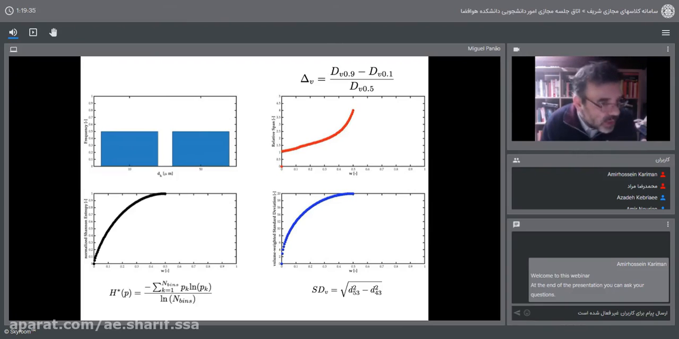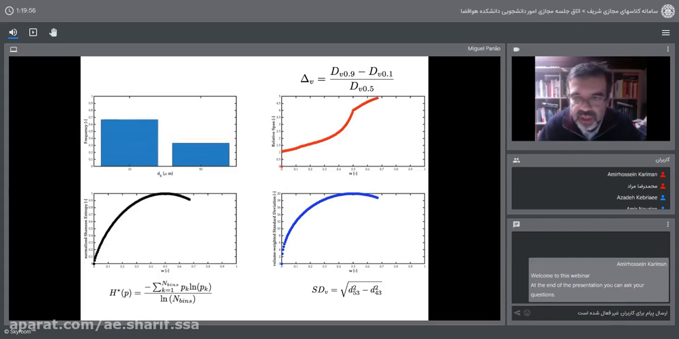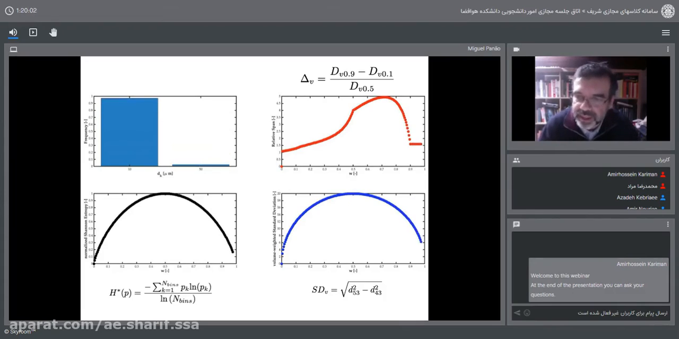What I would expect is that the normalized Shannon entropy is maximum when all kinds of droplets present in my spray have the same probability of being present. And the standard deviation also expresses that. So let's continue to add more 10 micron droplets and reduce the number of 50. And you see exactly the same behavior in the normalized Shannon entropy and the volume-weighted standard deviation.